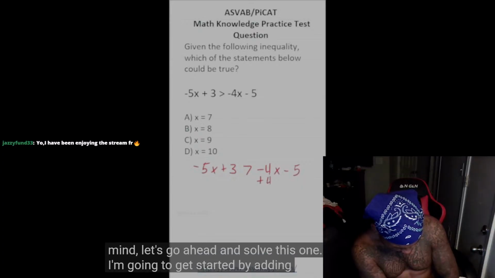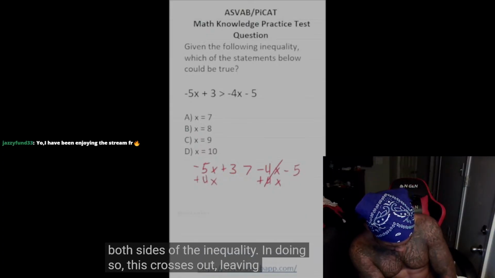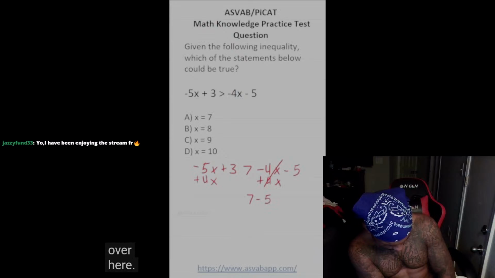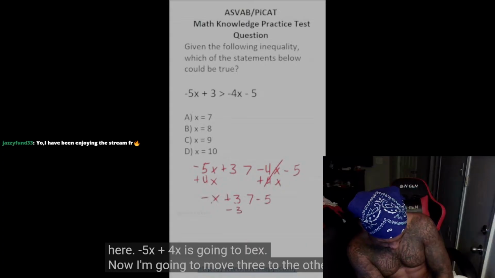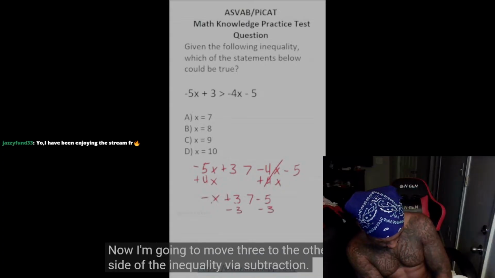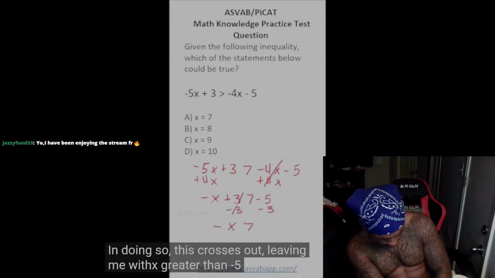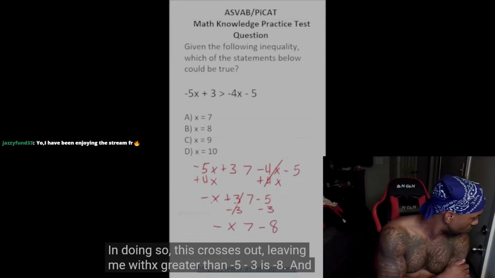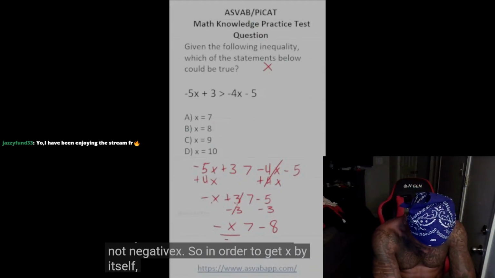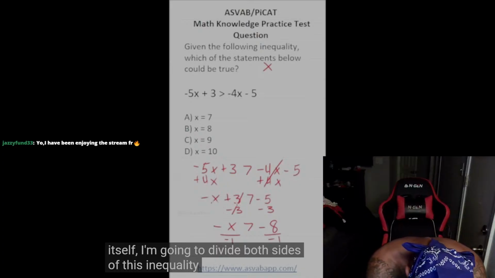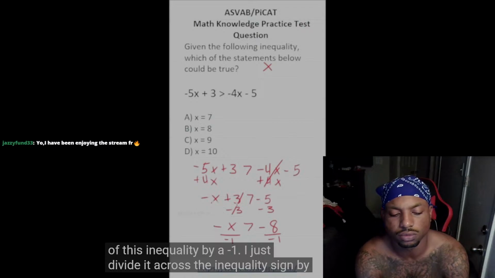So with that in mind, let's go ahead and solve this one. I'm going to get started by adding 4x to both sides of the inequality. In doing so, this crosses out, leaving us with negative 5 over here. Negative 5x plus 4x is going to be negative x. Now I'm going to move 3 to the other side of the inequality via subtraction. In doing so, this crosses out, leaving me with negative x greater than negative 5 minus 3 is negative 8. And finally, we want to solve this for x, not negative x. So in order to get x by itself, I'm going to divide both sides of this inequality by a negative 1. I just divided across the inequality sign by a negative value.